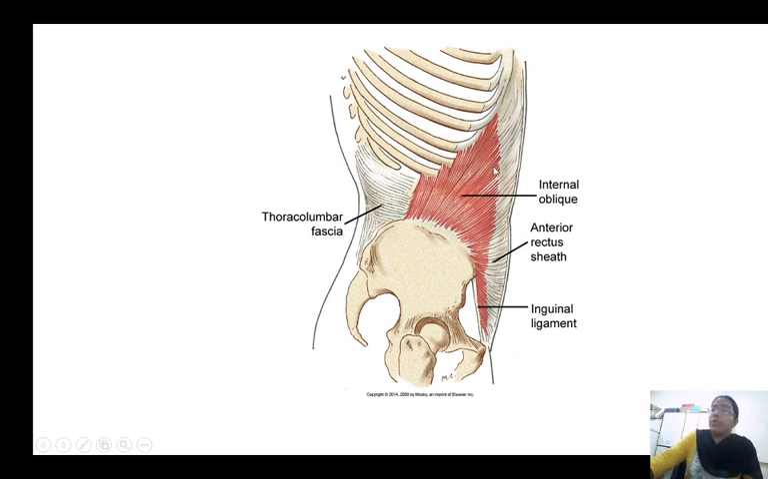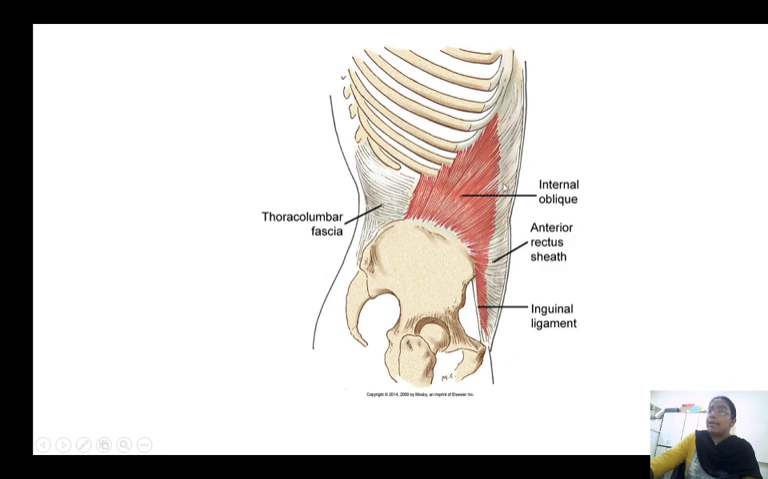But one point to be remembered here is that when the internal oblique is getting inserted into the linea alba, it does not form an aponeurosis and insert directly. As we said earlier when starting the class, there are 3 flat muscles and 2 vertical muscles. In the middle of the anterior abdominal wall, the 2 vertical muscles, the rectus abdominis and the pyramidalis muscle, are present.